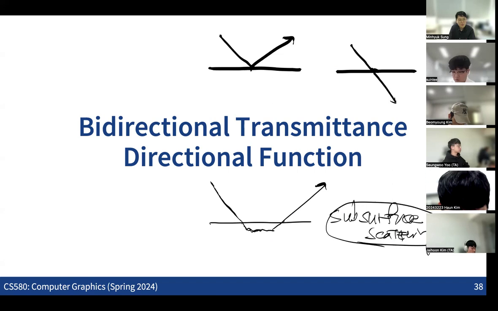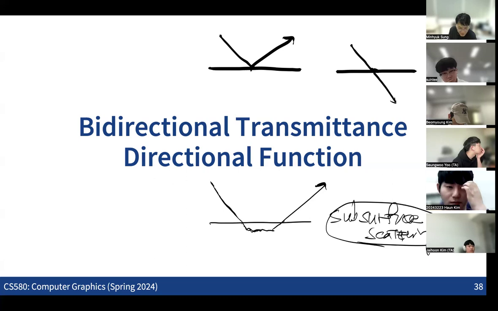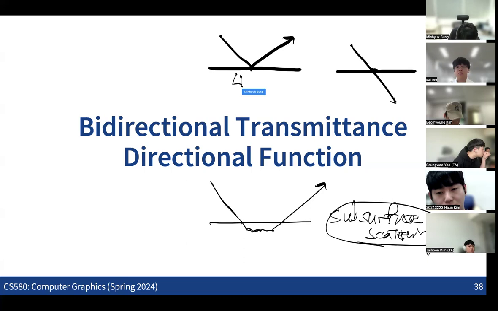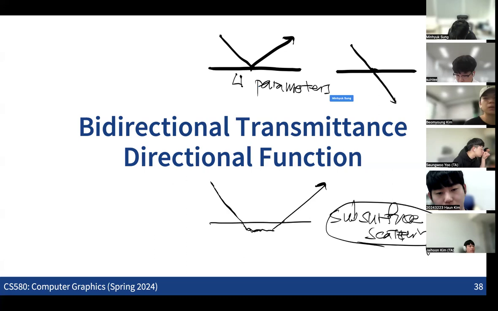One quick question is: if we define this kind of subsurface scattering, then how many parameters do we need? For the BRDF, for the general case, we are also considering anisotropic BRDFs. We have seen that we need 4 parameters, right? But if we define subsurface scattering, then how many parameters do we need?